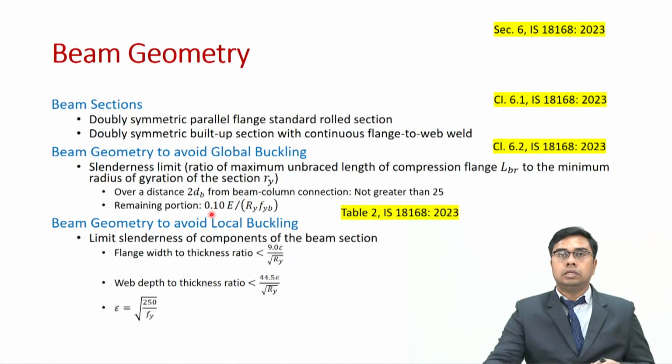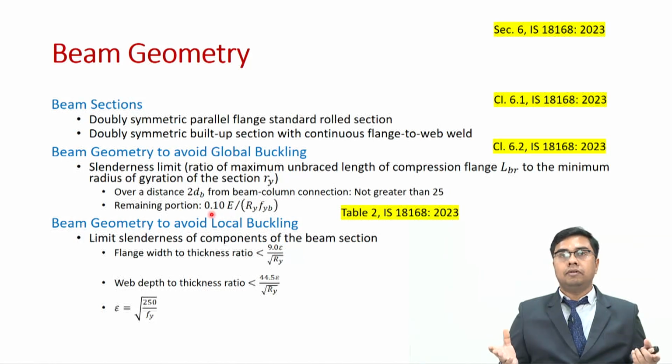Apart from this global buckling, which is usually manifested in the form of lateral torsional buckling in case of beams, beams may also undergo local buckling, in which part of the cross section will tend to buckle or deform its shape. So, in that case, we need to limit the slenderness of various components of the beam section.